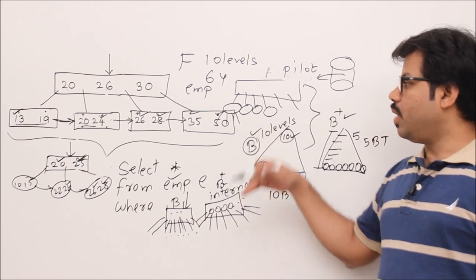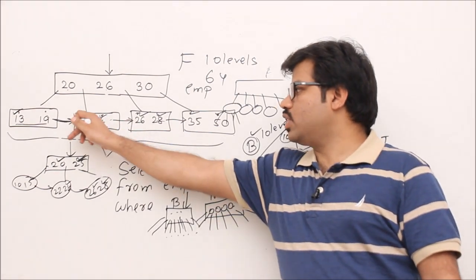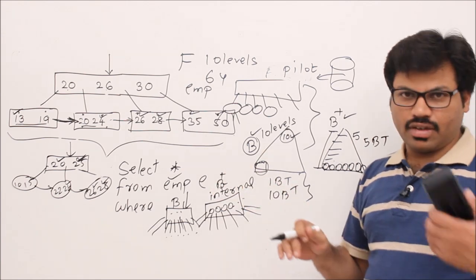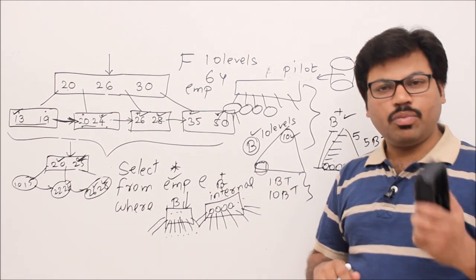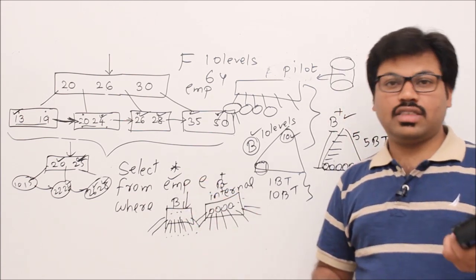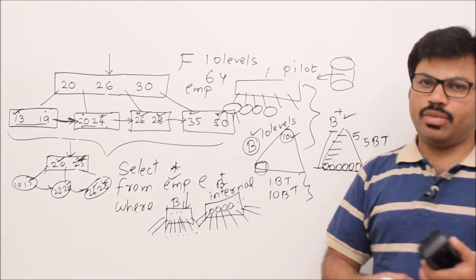Apart from that, a B plus tree has one more great advantage: range queries are very efficient. In real time, people write a lot of range queries like employee salary greater than 1000, less than 1000, in between 500 and 1000. Everything will be efficient here in a B plus tree.